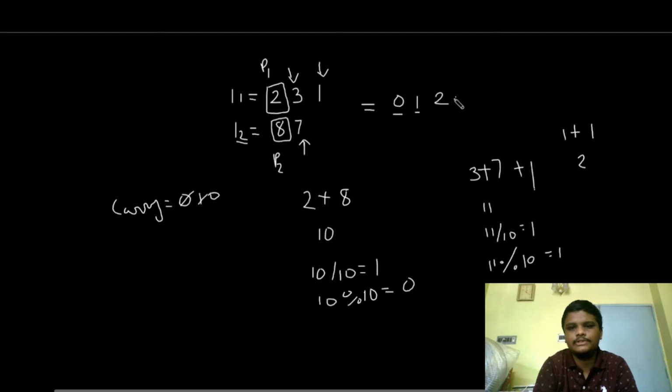While in order to find the value which is going to be stored in our linked list, we need to have 2 mod 10, right? So this would give me 2. So that's how we are going to do this problem, right?